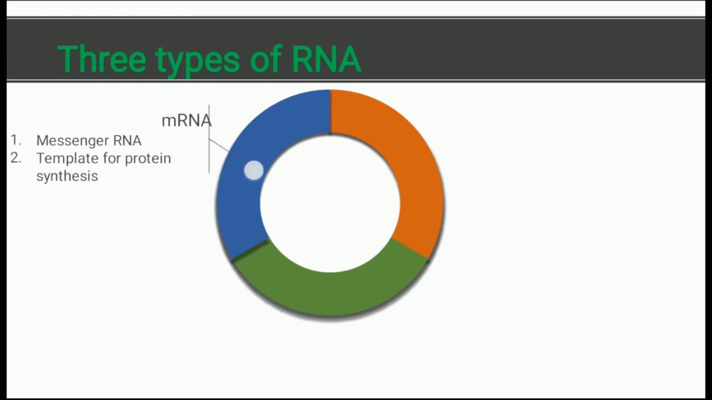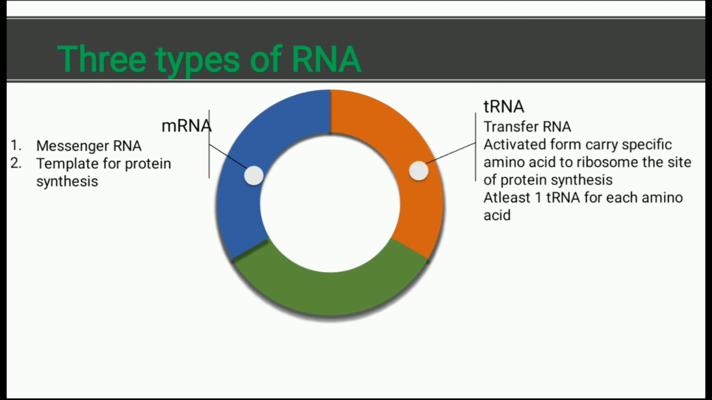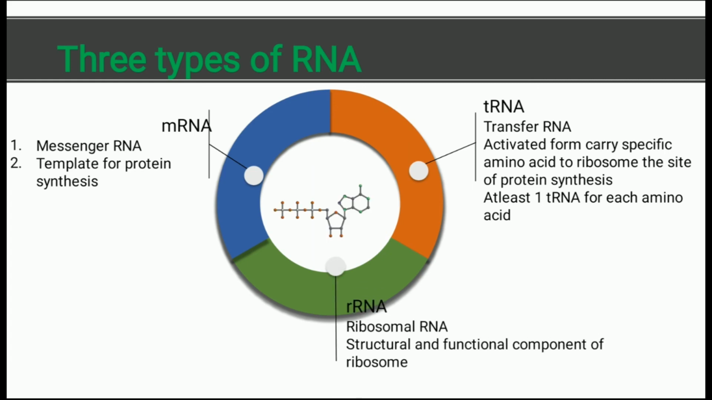The first one is called messenger RNA. These messenger RNAs are the template for protein synthesis. They move to the cytosol and are read by ribosomes for protein production. And the second type of RNA is called tRNA. In its activated form, it carries a specific amino acid to the ribosomes, the site for protein synthesis. And at least one tRNA molecule is present for each amino acid. Nearly 50 to 75 tRNA molecules are present in eukaryotes. And the third group is called rRNA, otherwise known as ribosomal RNA. They play a major role in structural and functional components of the ribosome, the machinery involved in protein synthesis.